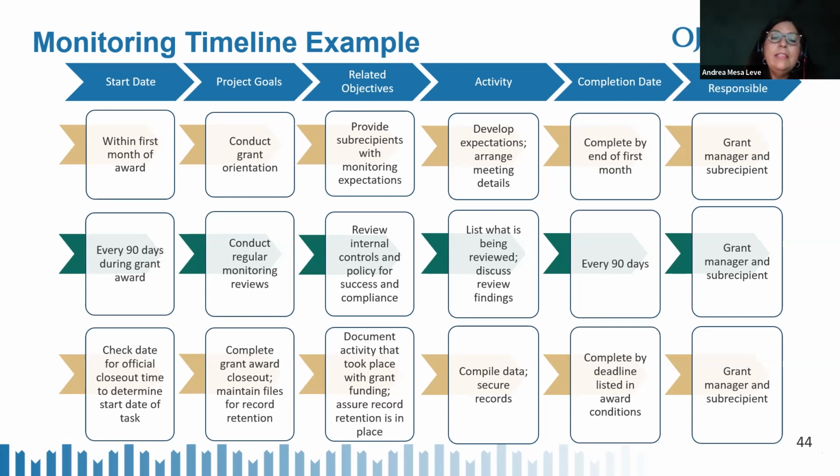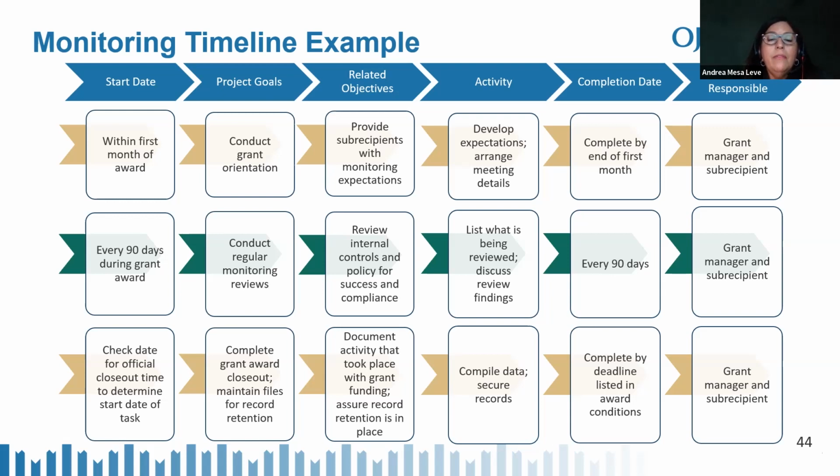Now in the second row, the goal is to conduct regular reviews with subrecipients. So you want to do this every 90 days during the grant award. So you can put the month, whatever month it lands on, you determine that. And then you have your project goal, which is to conduct regular monitoring reviews. And then in the next box, your objectives are to review the internal controls and policy for success and compliance.